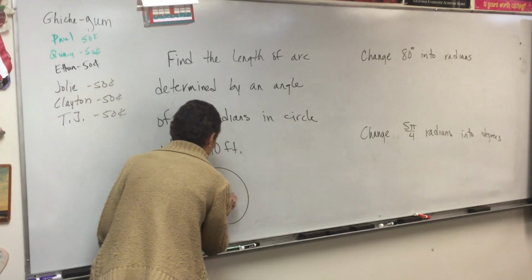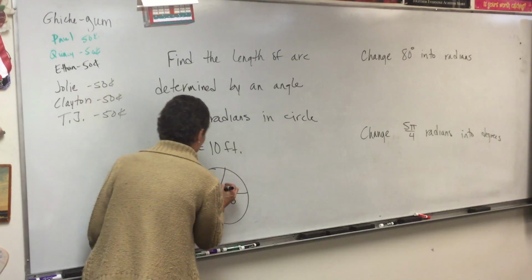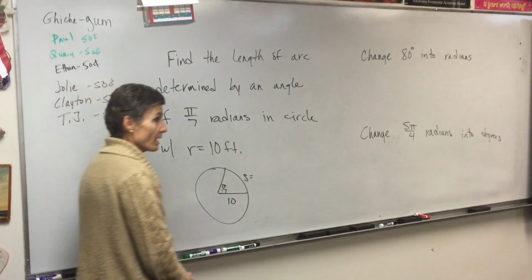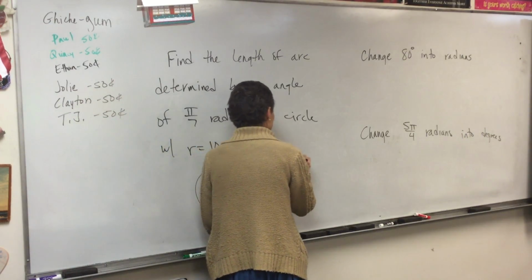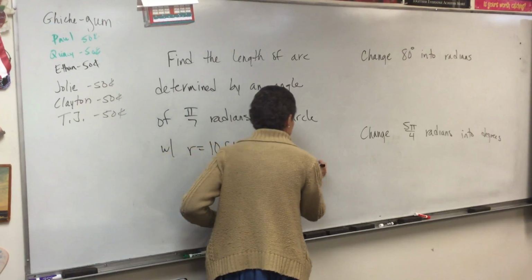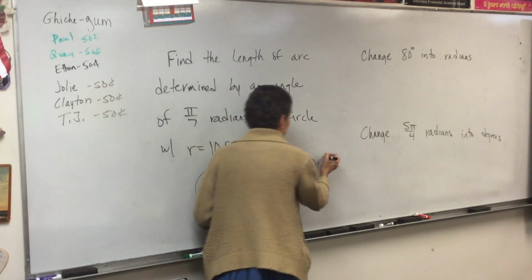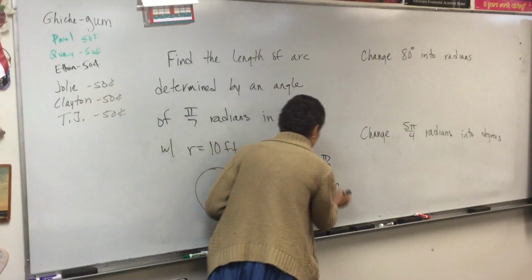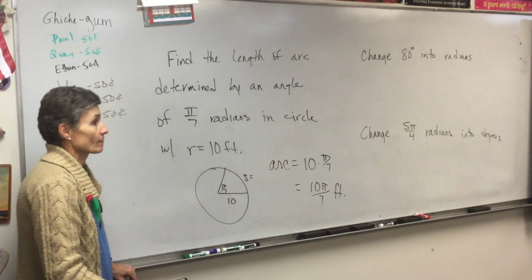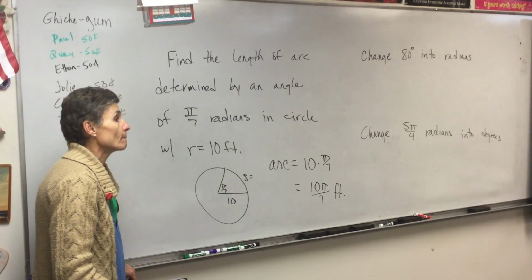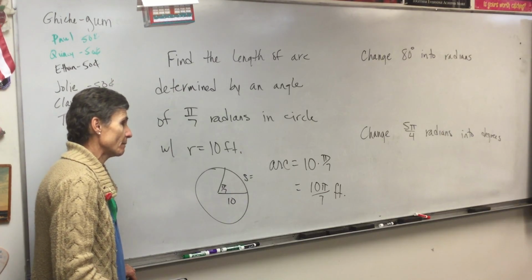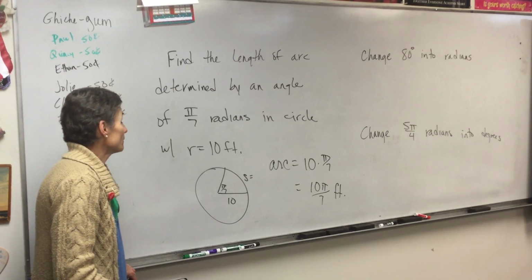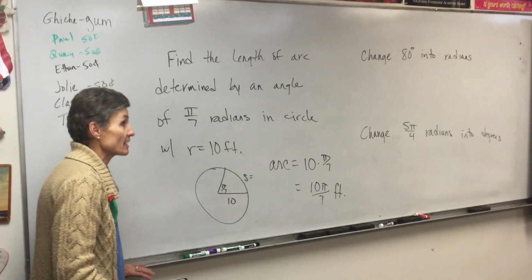Okay, so here's my scenario. I got a radius of 10, I got an angle of pi over 7, and I need my arc length. What's my formula? Arc length equals radius, that's 10, times radians, that's pi over 7. So 10 pi over 7 feet. Did you get 10 pi over 7? Then you're good. If it works for this one, it probably does. I'm not sure how you set it up, but it's good.